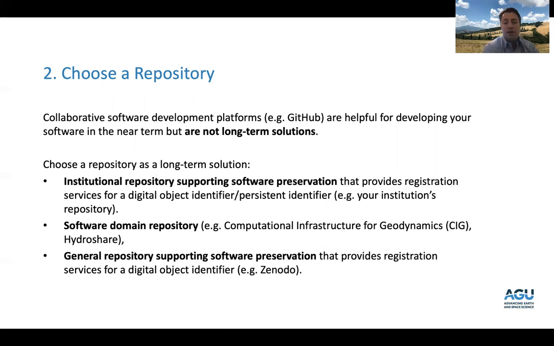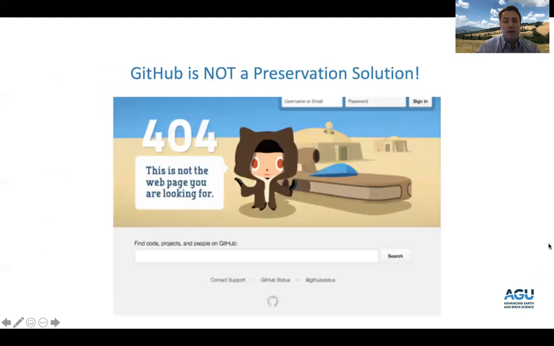So to start, the institutional repository at your local university or research organization. There may be a software domain repository, and we have an example of HydroShare as one example. And then there's the general repositories supporting software preservation. And one of the favorite examples there is Zenodo. It's often used by researchers for preserving their software.